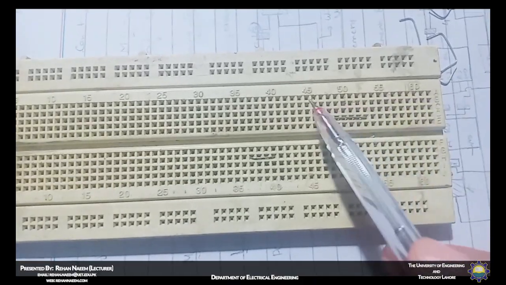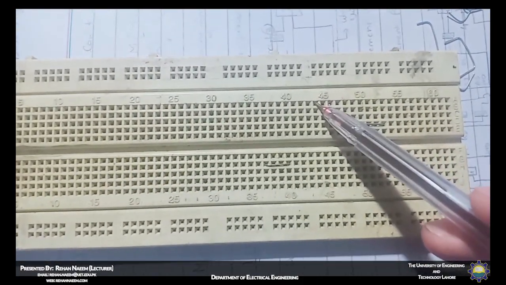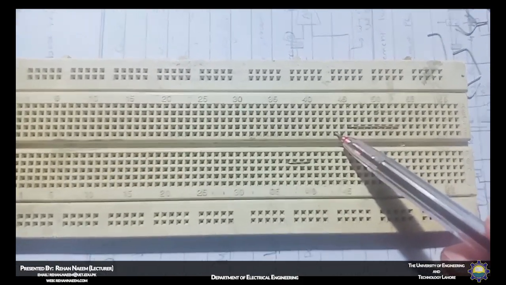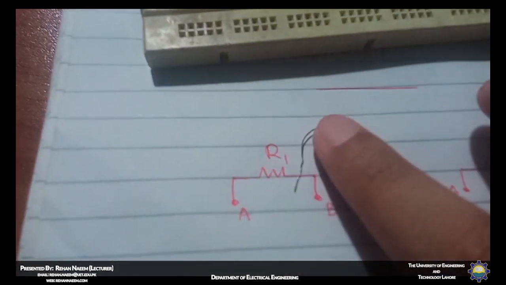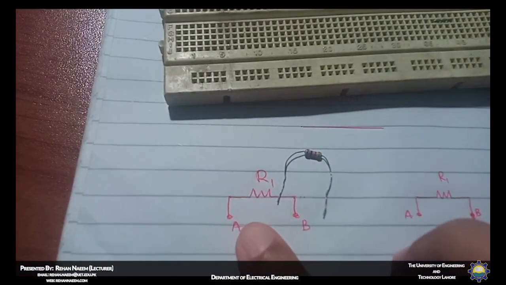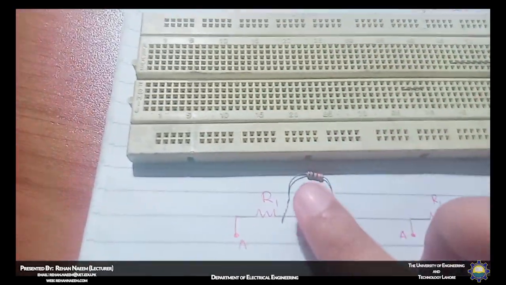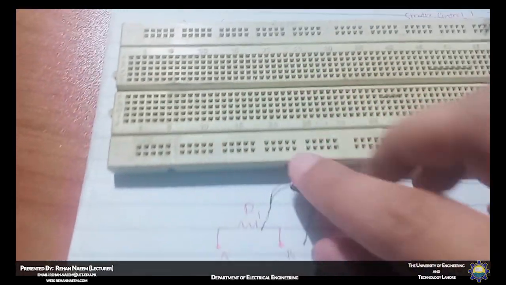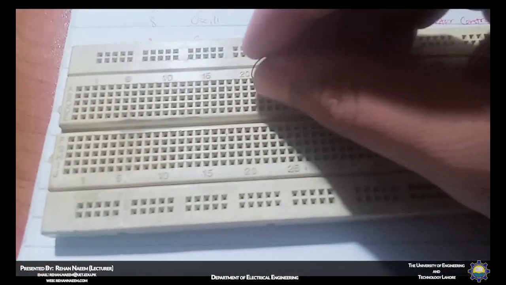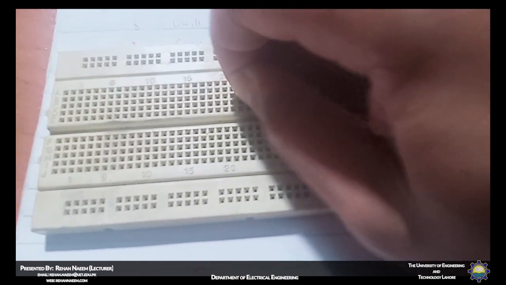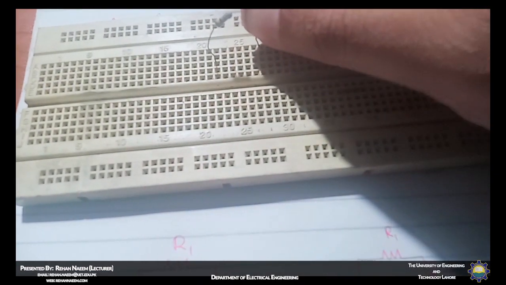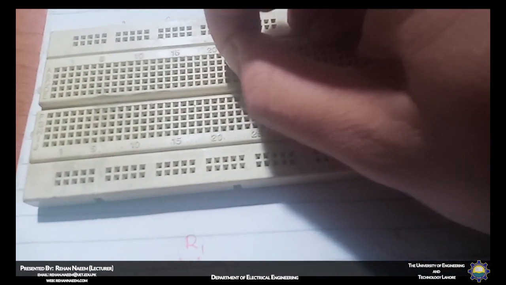In all of these columns, the holes are connected vertically to each other. Okay, I want to connect this resistor R1 according to this circuit diagram, and I want to basically patch this resistor onto this circuit board. So one way of doing it is to insert one leg over here and the other leg over here.